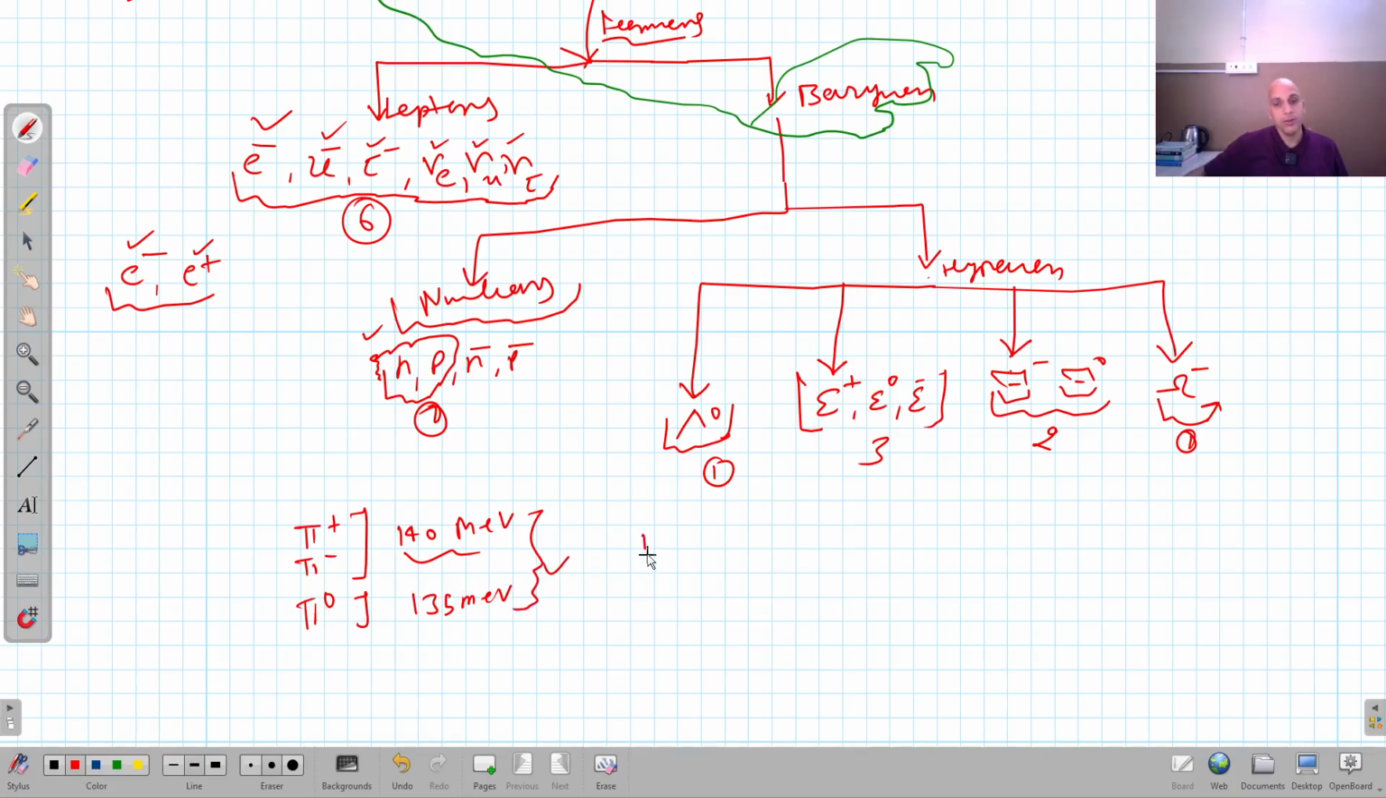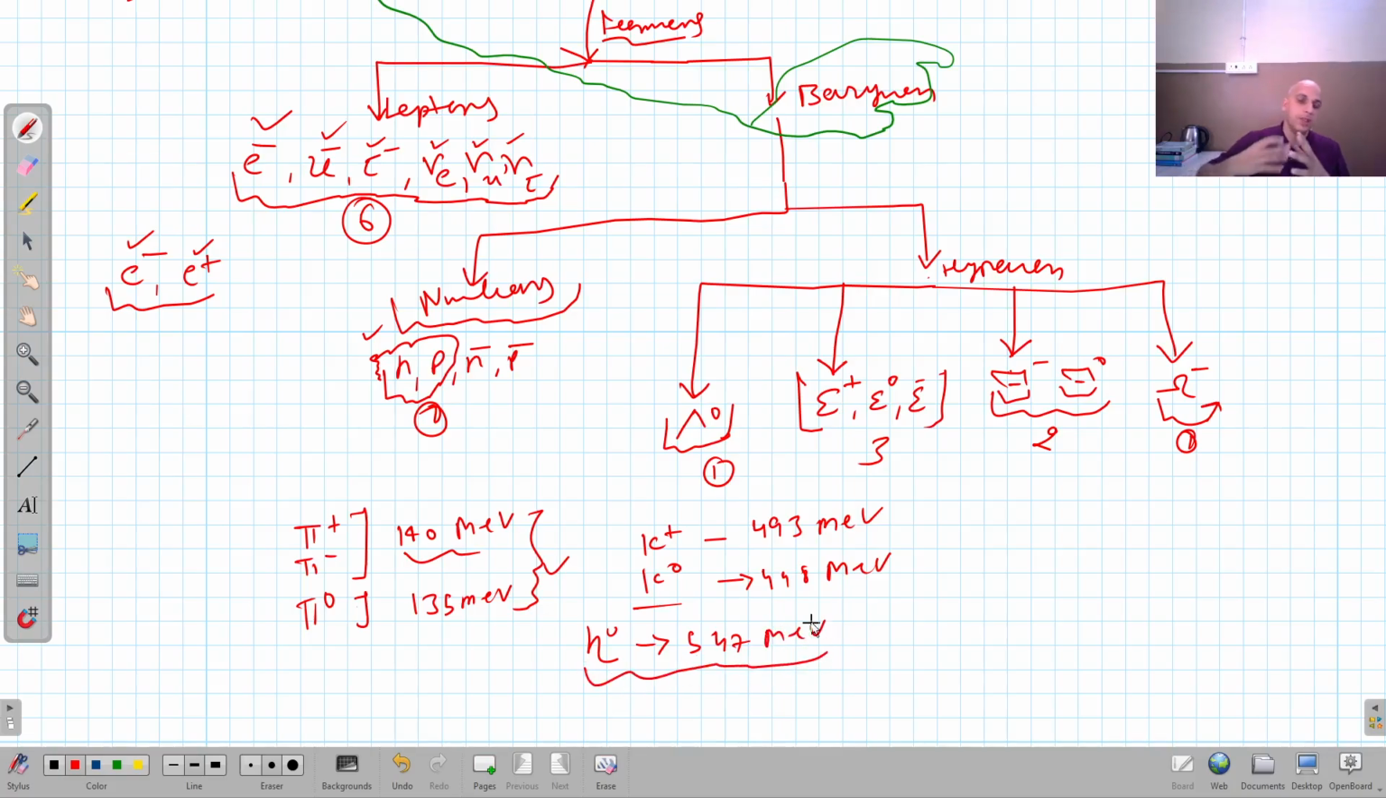If I come to K mesons, K positive and K naught, then the mass of K positive is around 493 mega electron volt, whereas the mass of K naught is around 498 mega electron volt. Similarly, the mass of the eta naught particle is approximately 547 mega electron volt. So we have to remember which of these mesons is very massive, heavy. You can see here that eta meson is the heaviest among all these mesons.